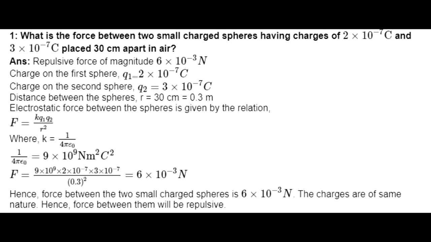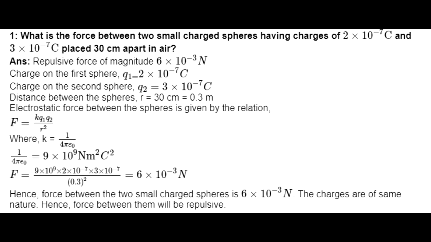Q1 and Q2 values are 2 × 10^-7 and 3 × 10^-7 coulomb. So Q1 is 2 × 10^-7 coulomb, Q2 is 3 × 10^-7 coulomb. If you put the values here, you can get the value of F, that is 9 × 10^9 × 2 × 10^-7 × 3 × 10^-7, divided by the separation between the charges.